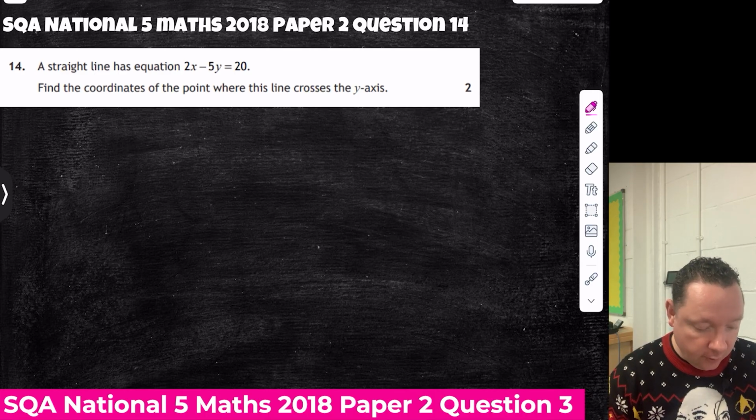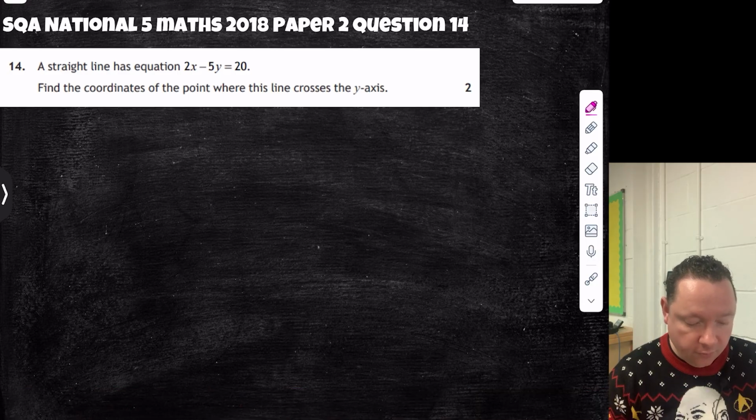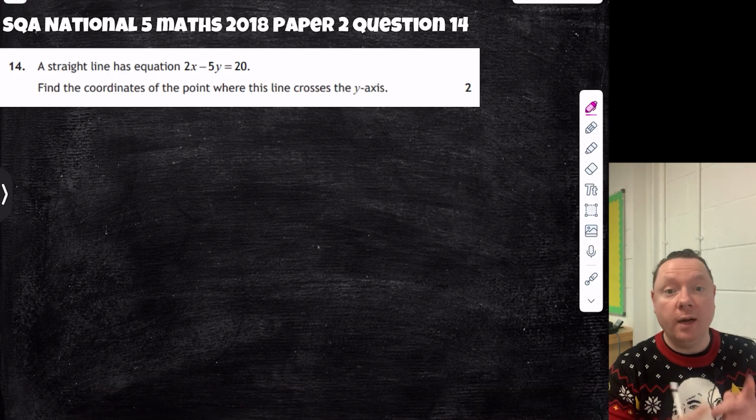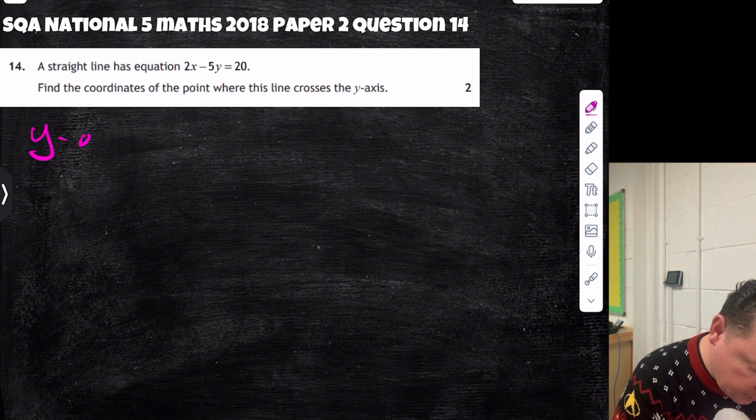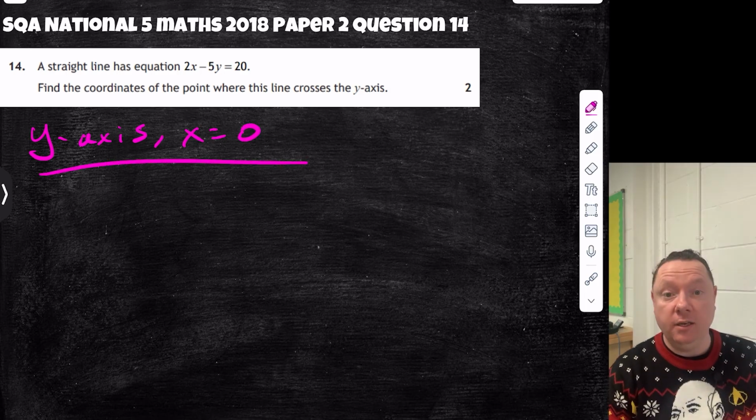A straight line has this equation, 2x minus 5y equals 20. Find the coordinates of the point where the line crosses the y-axis. It cuts the y-axis when x equals 0, the opposite. So y-axis when x equals 0. So I'll just sub it straight in. There's no need to rearrange here.